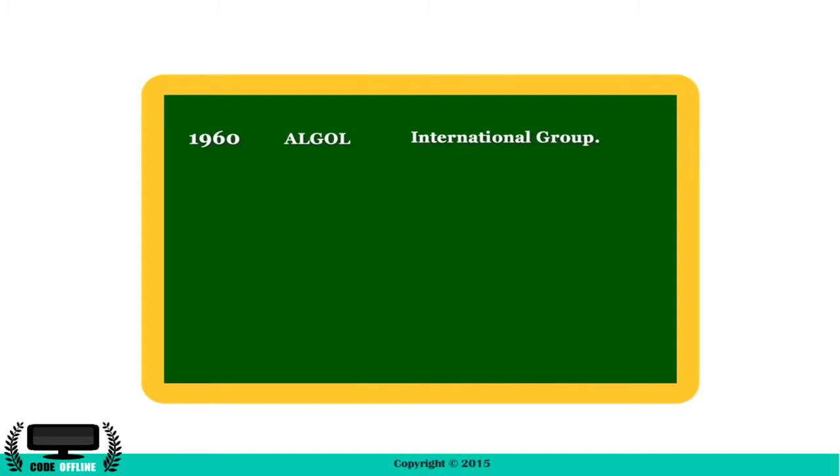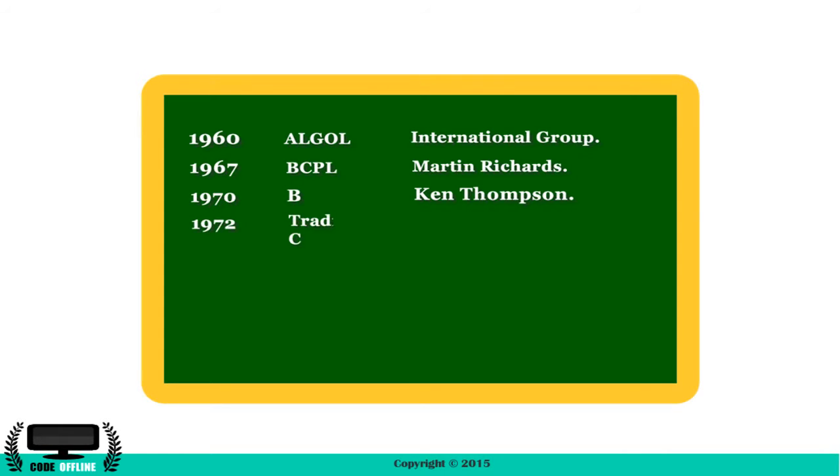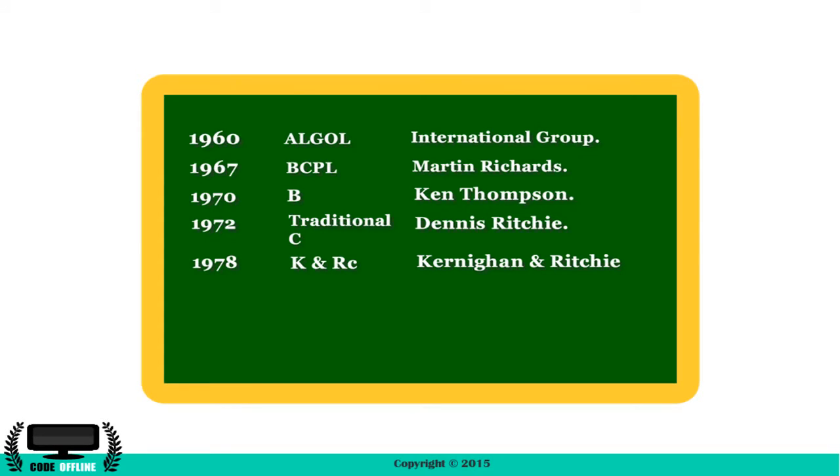Let's see the evolution of the C programming language. In 1960, Algol was introduced by an International Group. In 1967, BCPL was introduced by Martin Richards. In 1970, B was introduced by Ken Thompson. In 1972, traditional C was introduced by Denis Ritchie. And in 1978, C was introduced by Kernighan and Ritchie.